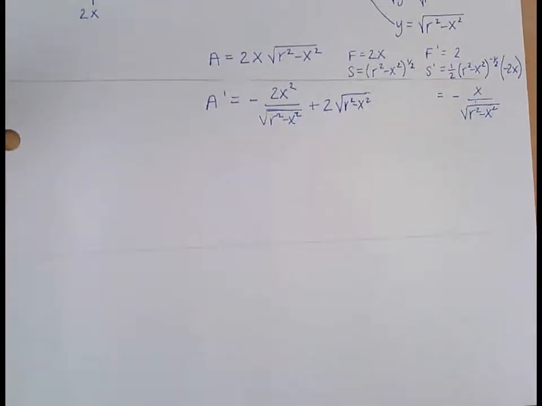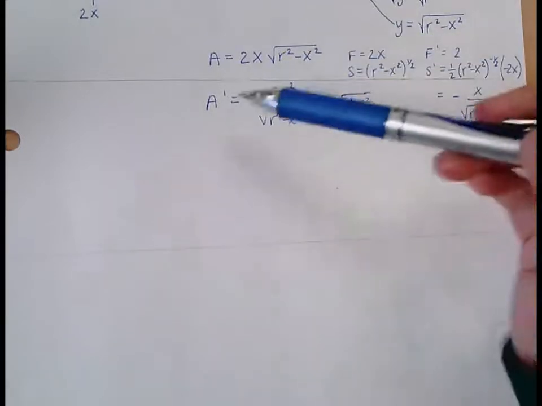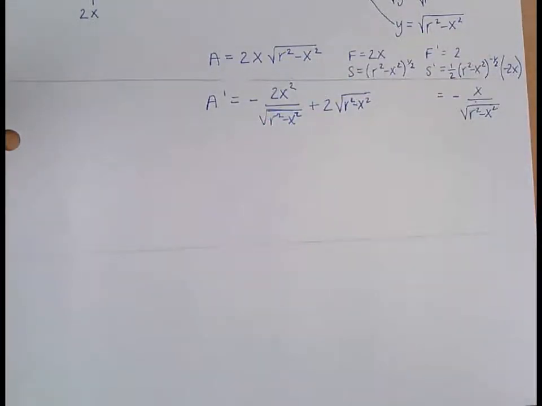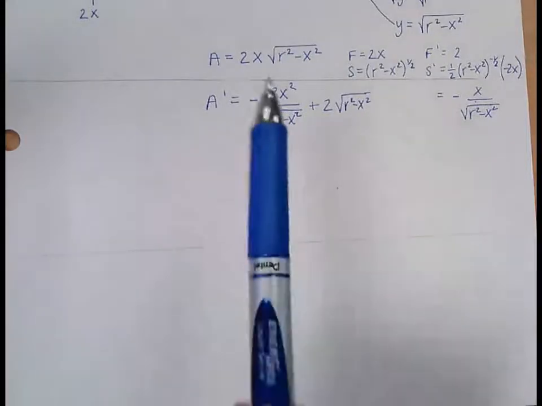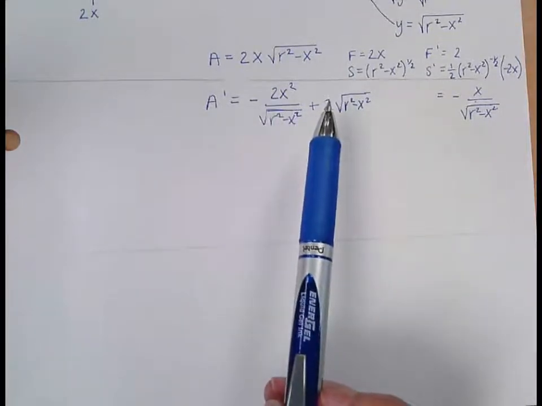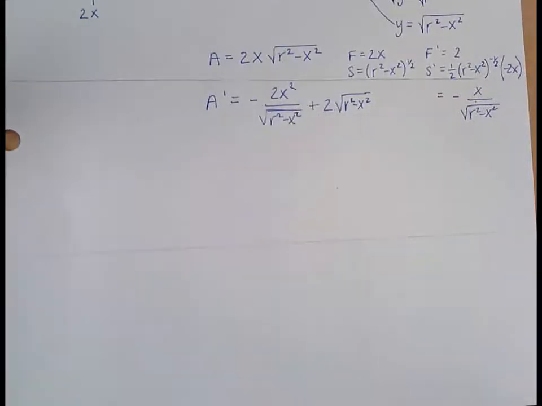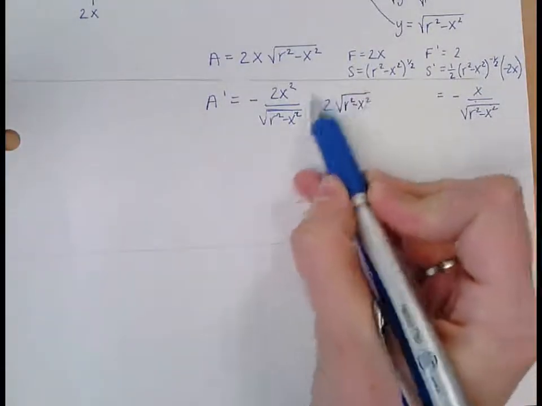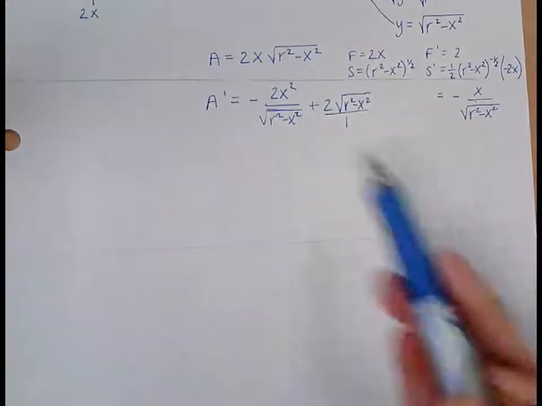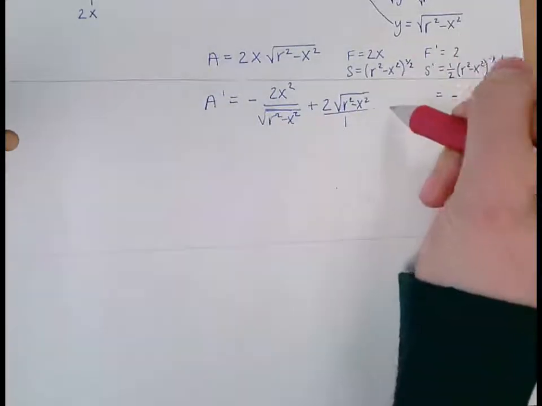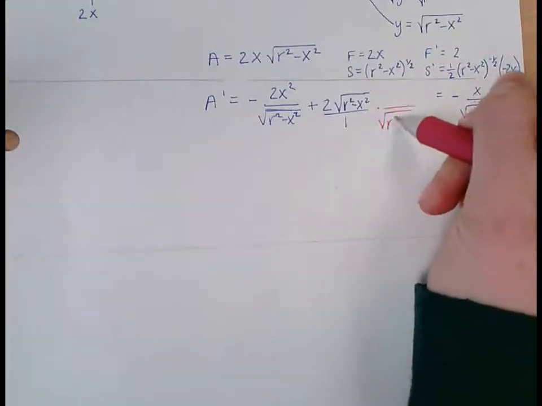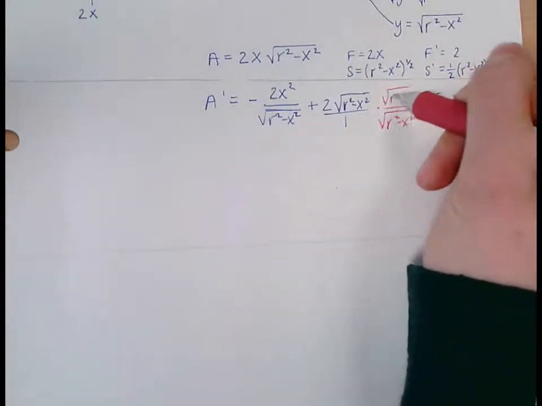Okay, and again, I chose this example on purpose. This is more messy or more complicated to simplify. So from here, to find your critical values, you're looking for where the derivative is 0 or where the derivative doesn't exist. And it's easiest to do that, in my opinion, if you have one fraction, because then you can set the top to 0, the bottom to 0 to get where the derivative is 0 or doesn't exist. So if this term right now is over 1, I can multiply by the square root of r squared minus x squared on the bottom and on the top.